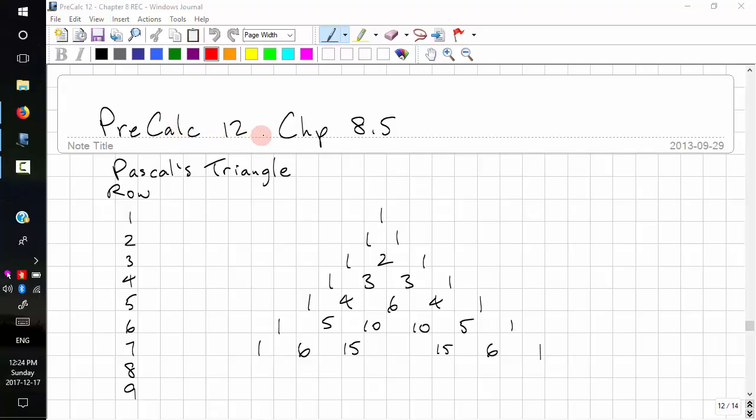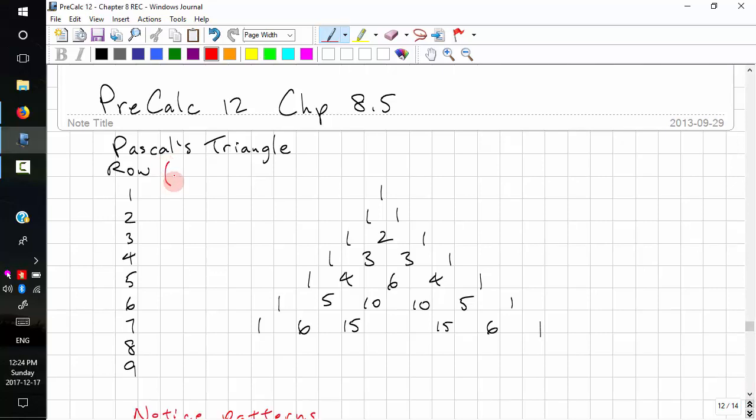This is PreCalculus 12, Chapter 8.5. We're going to be looking at Pascal's triangle. What we would like to do is notice some patterns, and we're going to call this row N. So what's the first thing we notice? Well, we can see that the outside edge only contains ones.